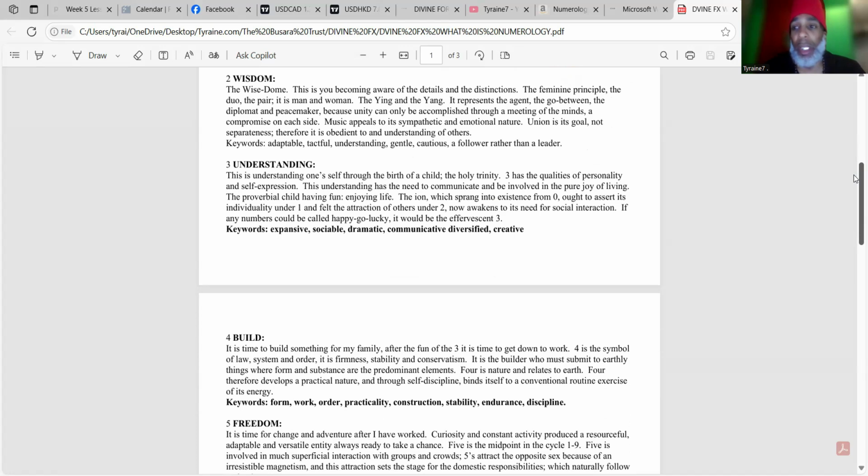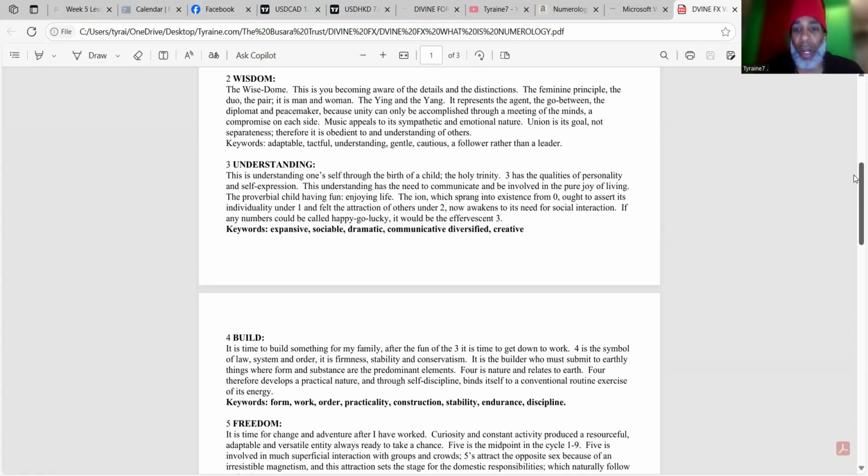Number three represents child or also understanding. Okay? This is understanding of oneself through the birth of a child, the Holy Trinity, man, woman, and child, the original Trinity. Three has the qualities of personality and self expression. This understanding has the need to communicate and be involved in the pure joy of living. The proverbial child having fun, enjoying life.